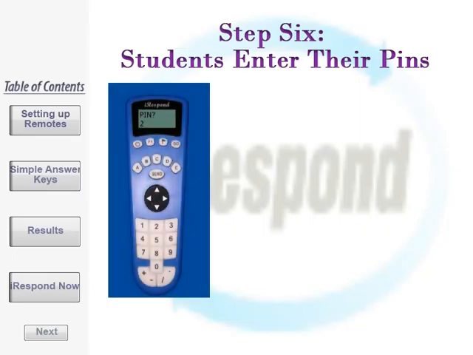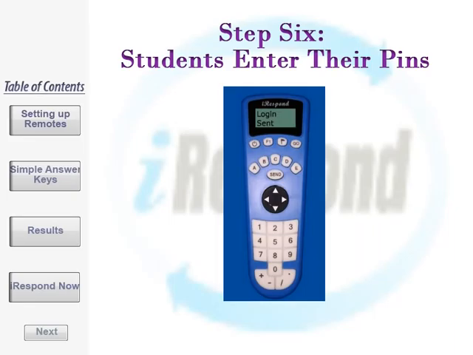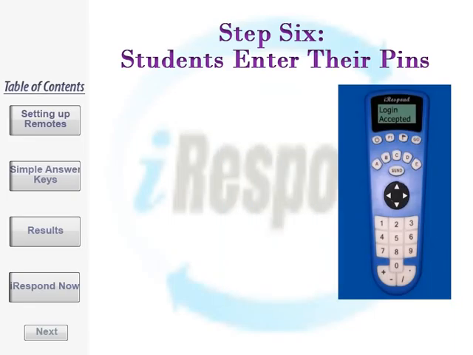Students will power on their remotes, enter their PIN, and press Send. They will then see the following screens as the base recognizes their remotes. If a remote gets hung up, power it down by holding the off and on button for a few seconds and then try to power it up again. If it won't work or the battery is dead, return it to the media specialist.